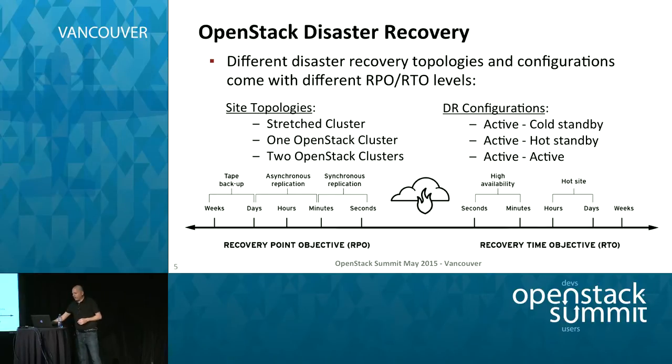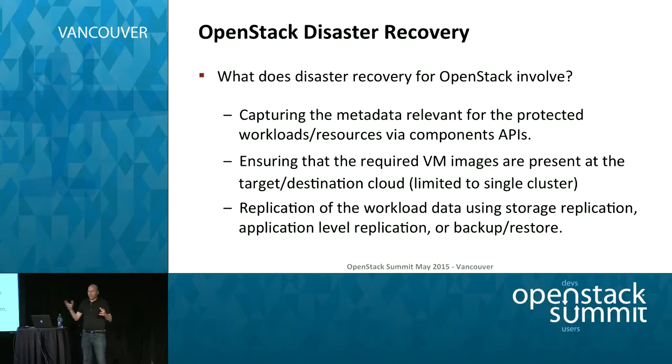But what is actually involved when we talk about disaster recovery with OpenStack? If you look at the ingredients, data is not enough. Let's say, okay, I have a method to replicate my data to the other side. Am I done? No, this is just the start. I need to capture the metadata of the relevant service, workload, and resources in order to be able to restore it on the other side. I need to ensure that the VM images are present in the target site, right?